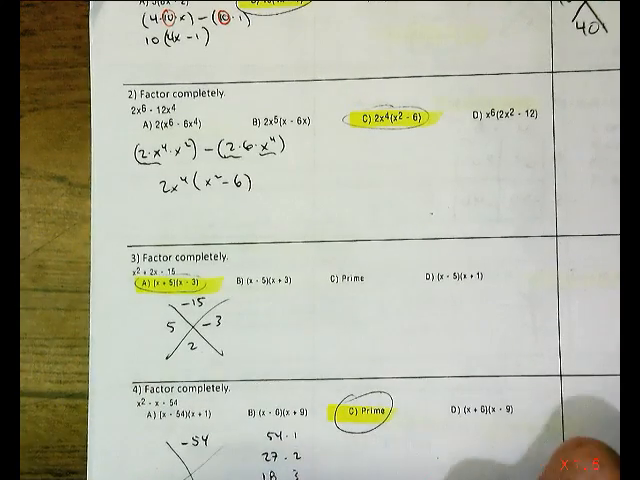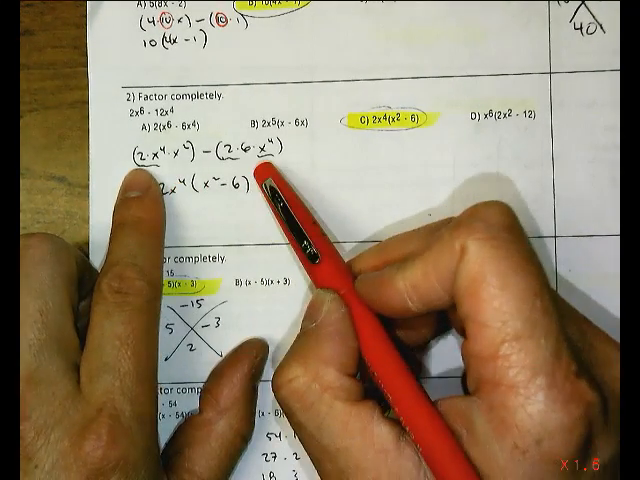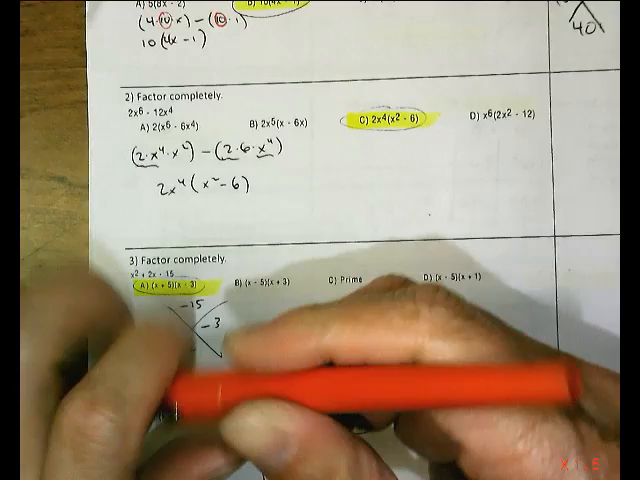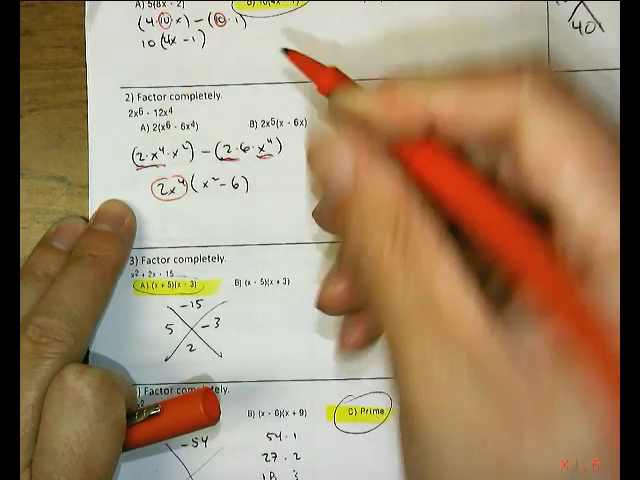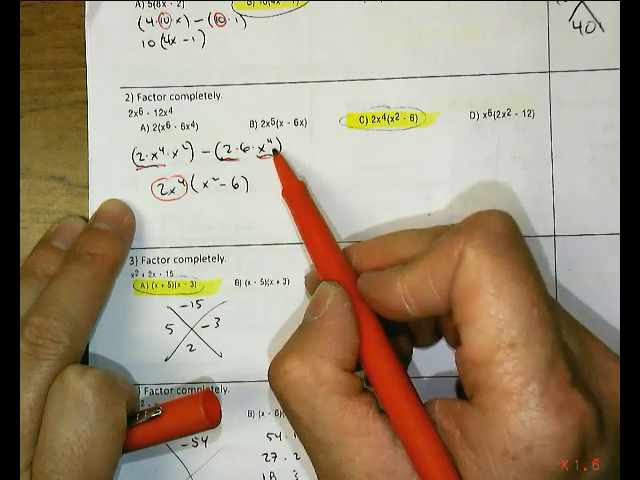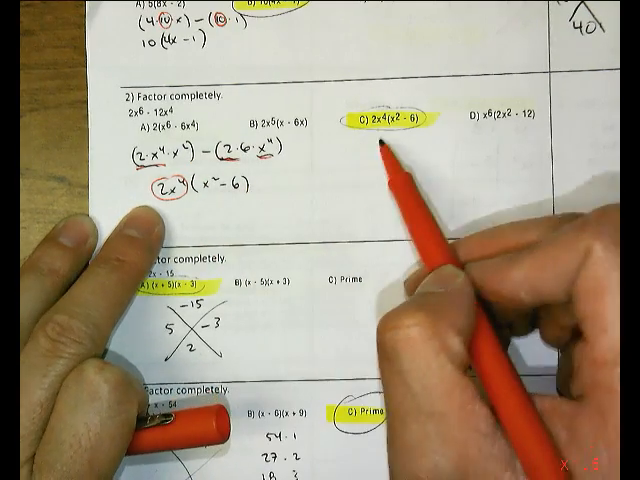Question number 2, write them out, the GCFs. You notice that they have the x to the 4th and the 2. So those values right there, I'm writing in the very front. Then I'm just left with x squared minus 6. And your answer is C.